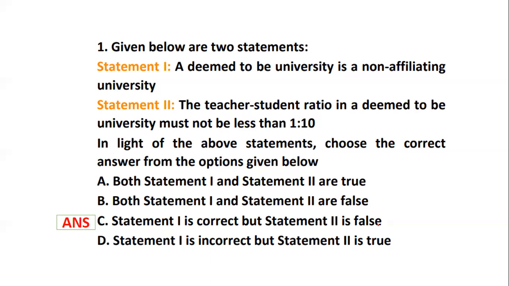Now, what was statement 1? A deemed to be university is a non-affiliating university. Yes, it is called as what? It was called as non-affiliating university.